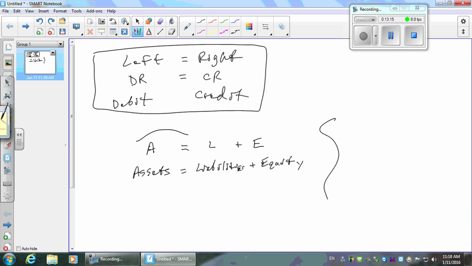So all of this stuff is called a what? Balance sheet. And here's the deal.